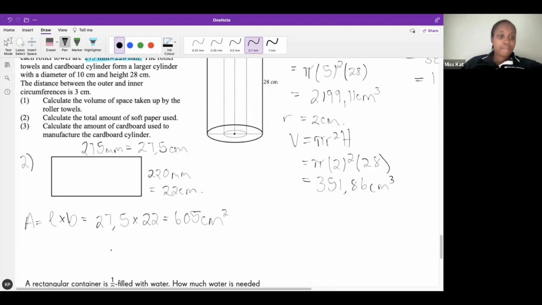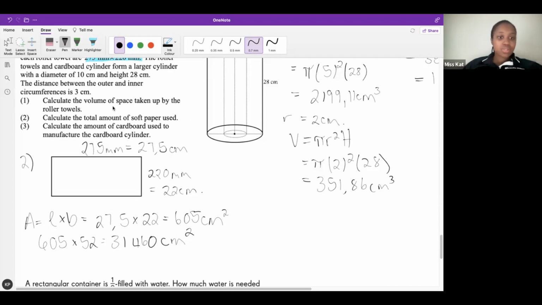But there are 52 of them. So what do we do? Multiply by 52. Okay, so 605 times 52 is equal to 31,460 centimeters squared. Of course, I'm going to write cubed. Centimeters squared. Nice.